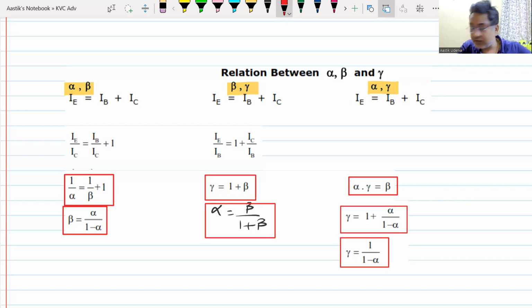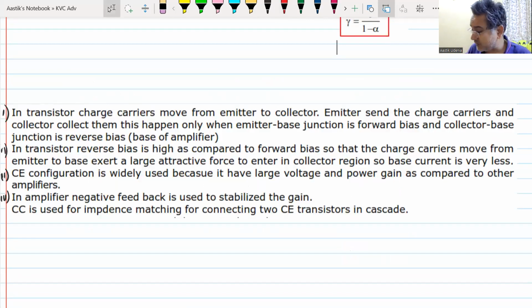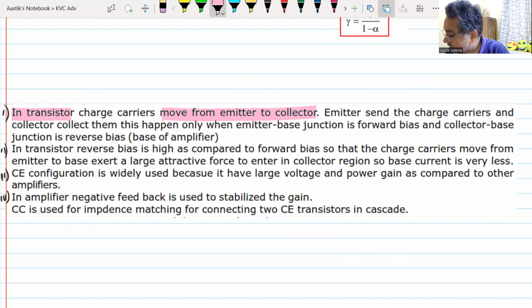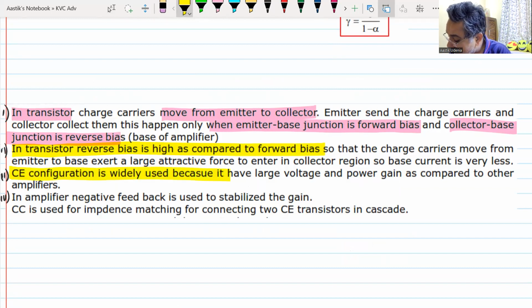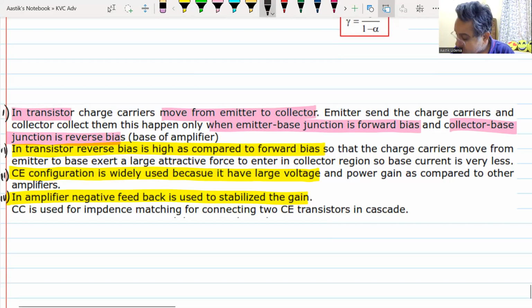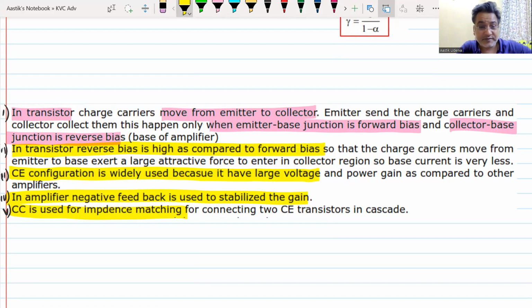So we move ahead now and note down these 4 points. Again, any one of these points can come as a question in your exam. In a transistor, the charge carrier moves from emitter to collector. This can only happen when the emitter base junction is forward biased and the collector base junction is reverse biased. Remember, reverse bias is high as compared to forward bias. Common emitter configuration is most commonly used. In an amplifier, negative feedback is used. All these are knowledge-based questions. Common collector is used for impedance matching. Any one of these can come as a question in your exam. So please mark them.